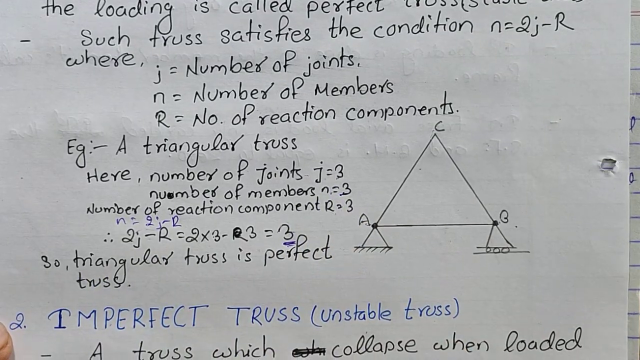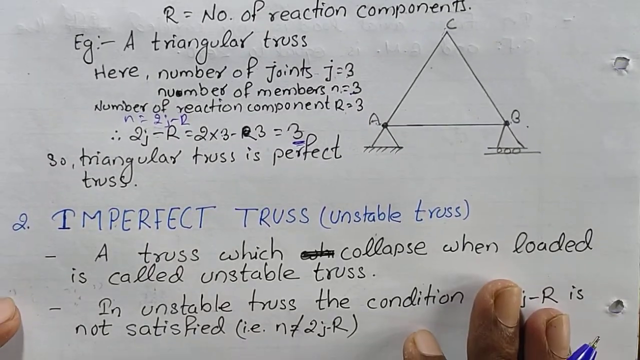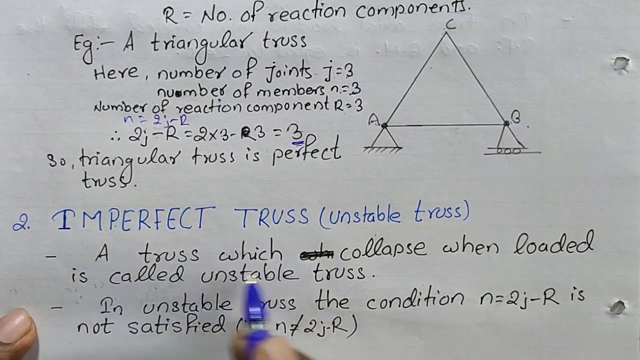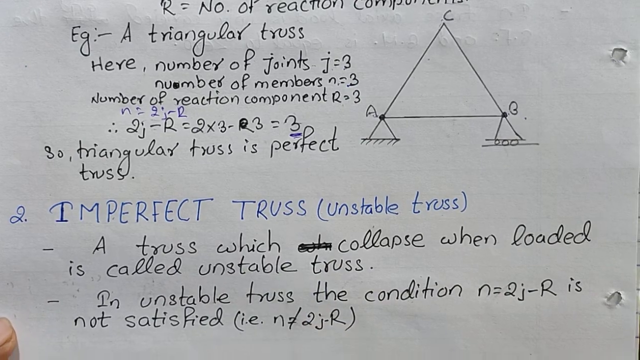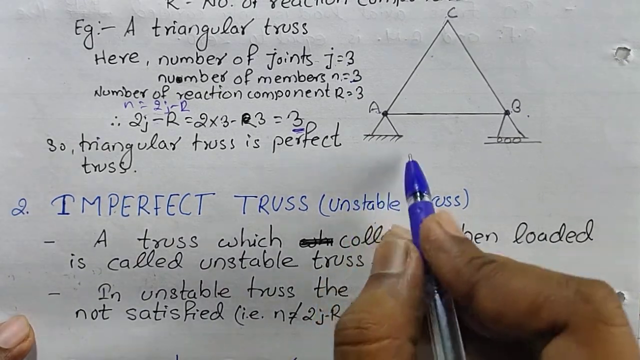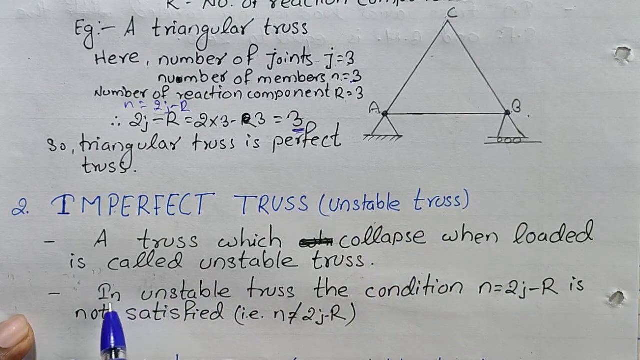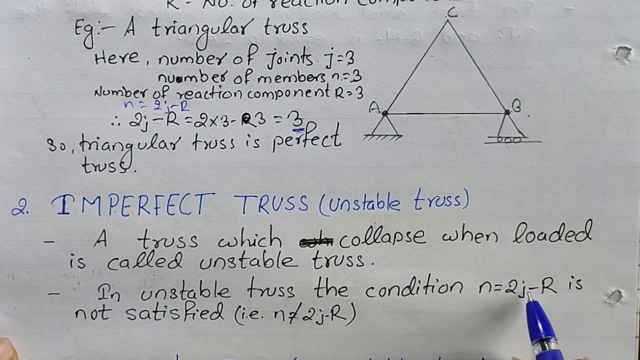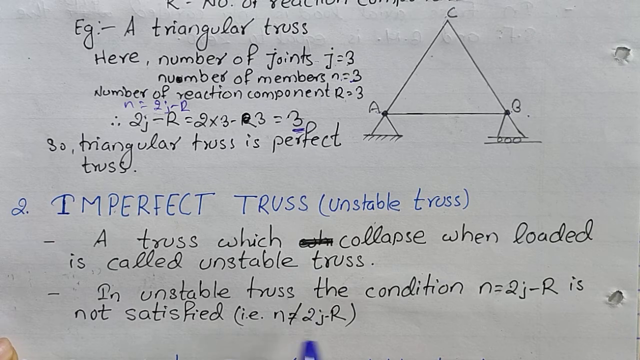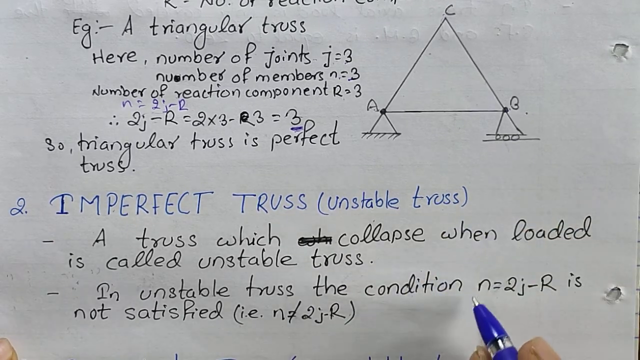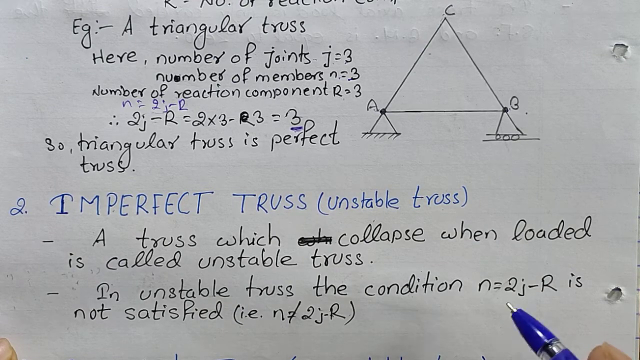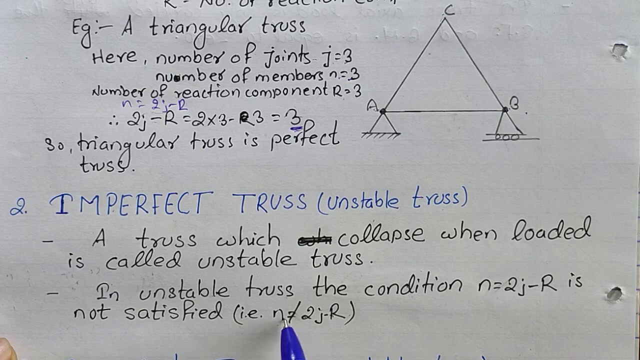Now let's move toward the second type of truss, which is the imperfect truss. A truss which collapses when loaded is called an unstable truss, meaning the imperfect truss collapses under loading. In an unstable truss, the condition n is equal to 2j minus r is not satisfied, meaning n is not equal to 2j minus r.